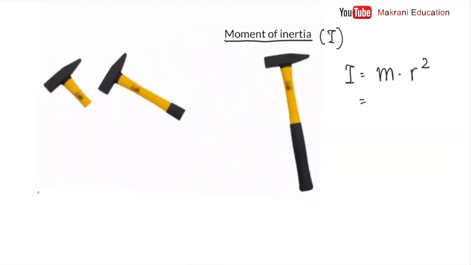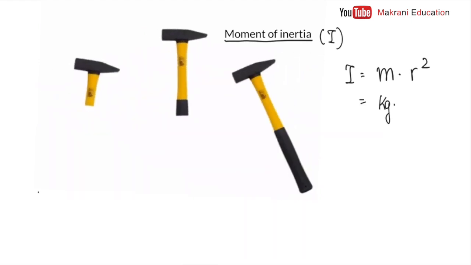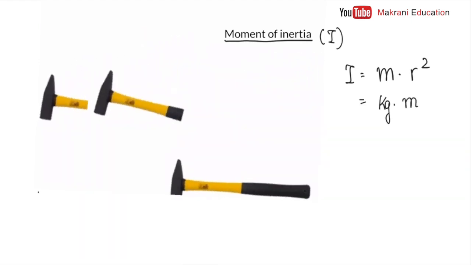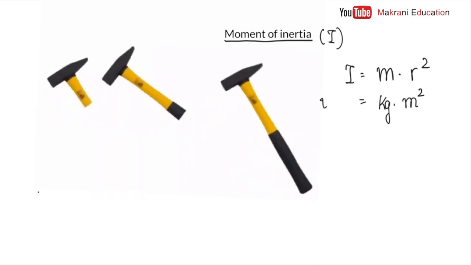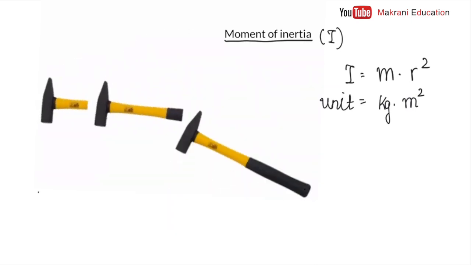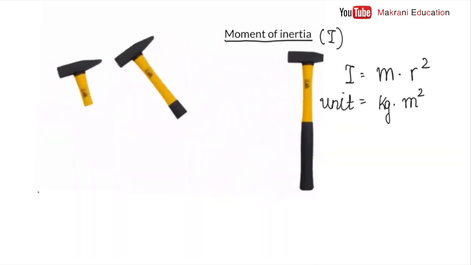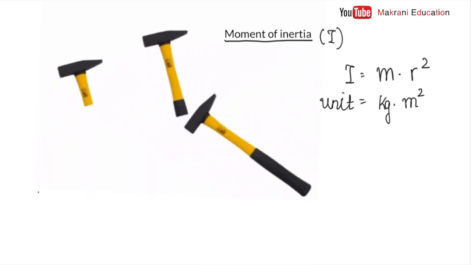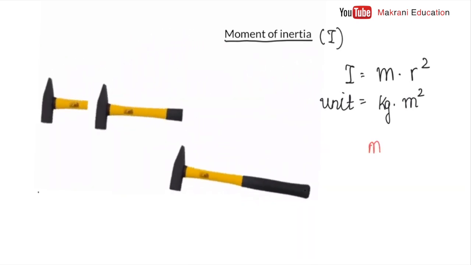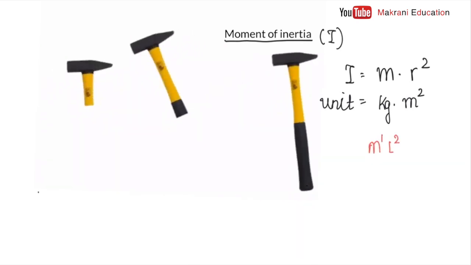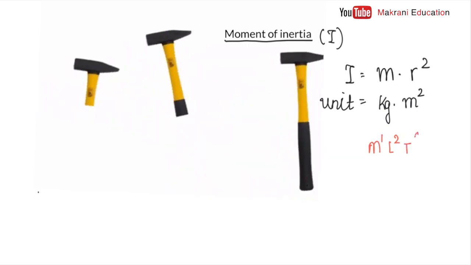And we can say mass is always measured in kilogram and radius is measured in meter, but it is squared, so it will be meter square. So unit of moment of inertia will be kilogram meter square, and its dimensional formula can be given as M1 L2, and obviously it doesn't depend on time, so T0. Hope you have got the concept.